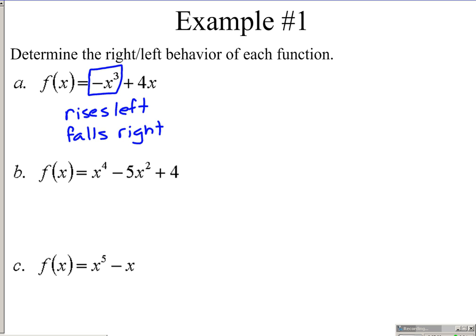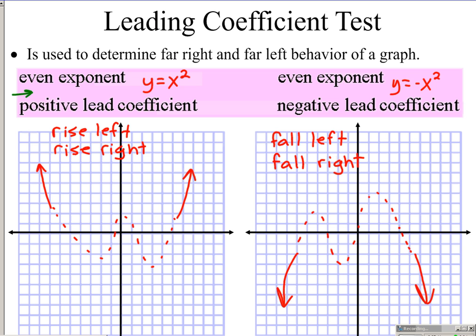Next one, f of x equals x to the fourth minus 5x squared plus 4. Again, we're only looking at the highest degree term. Nothing else in the function controls the left and right behavior. So when I look at this one, we have an even exponent with a positive lead coefficient. Even exponent with positive lead coefficient tells us that it rises left and rises right.